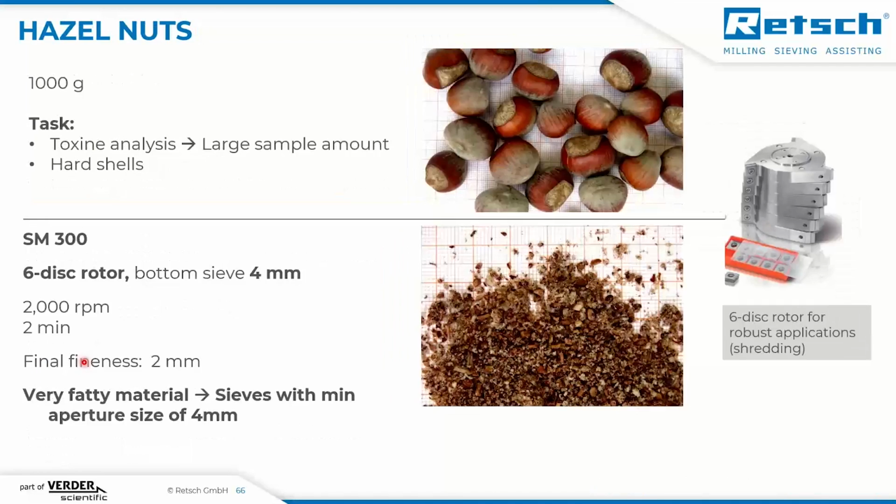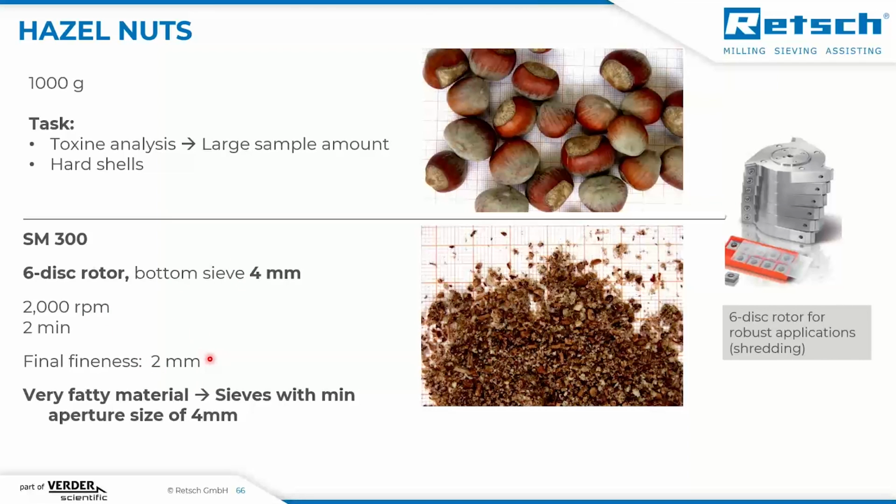Harder materials than frozen fish can also be ground, like these hazelnuts with the shell. And here again, we have to use the robust rotor. Of course, it's the 6-disc rotor, which works like shredding. Here we have in total 18 of those discs, which do not have a sharp side anymore, but we need the shredding option and very robust mode of action to crush the hard samples. And with this 4 millimeter bottom sieve, we are able to crush those hazelnuts as well.